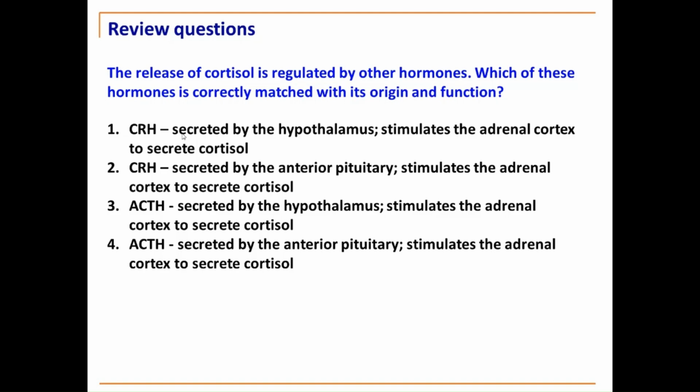So the release of cortisol is regulated by other hormones. Which of these hormones is correctly matched with its origin and function? So which is it? 1, 2, 3, or 4? Yeah, it's 4. ACTH is secreted by the anterior pituitary and it stimulates the adrenal cortex to stimulate cortisol.